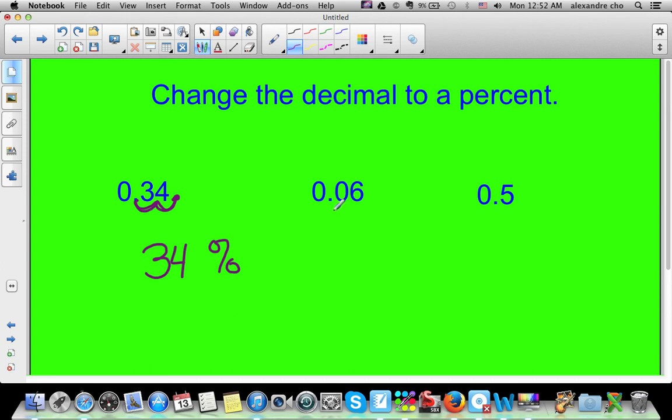0.06. So again, we're going to move this decimal 2 spaces to the right. We're going to go 1, and go 2. So the decimal is moved all the way from that side to the right. Now we add the percent sign. And to make it even prettier, we can eliminate that decimal and make it 6%.